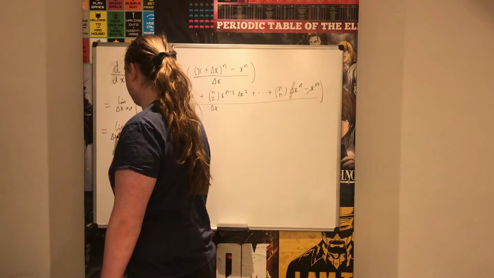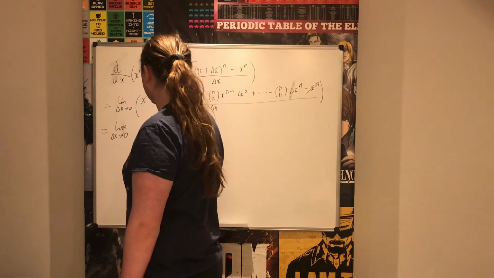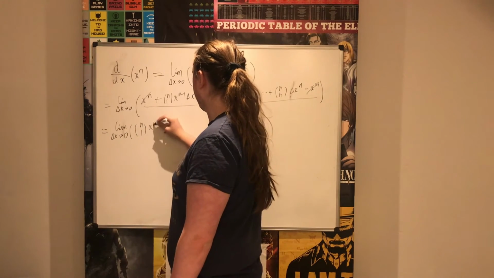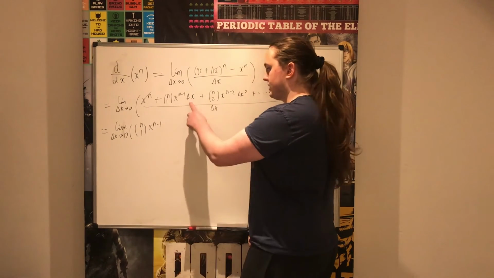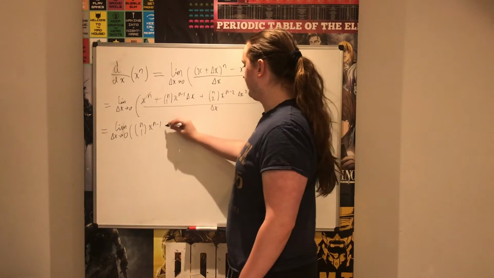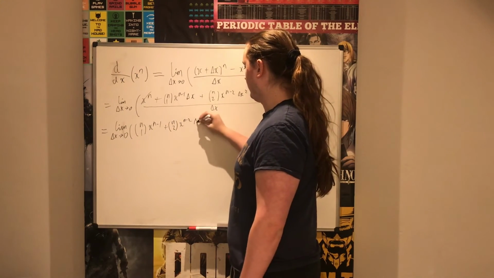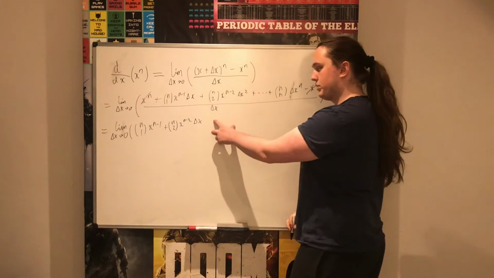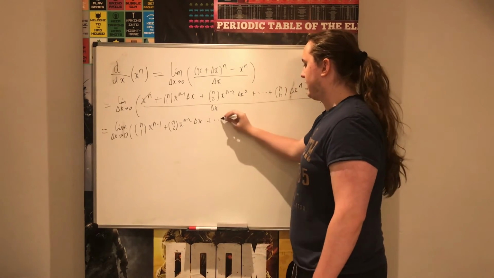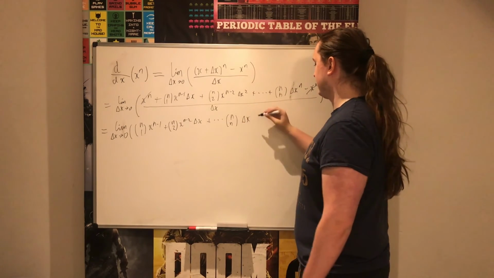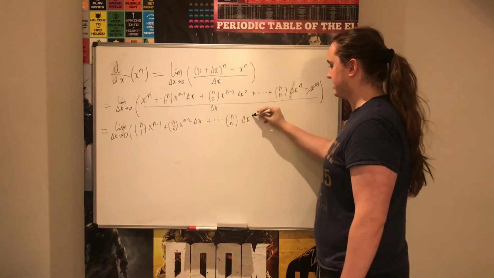as delta x approaches 0 of n choose 1 x to the n minus 1, and now this delta x will just become a 1, plus n choose 2 x to the n minus 2, this delta x squared will become just a delta x, and then we sum this up to delta x to the n will become delta x to the n minus 1.